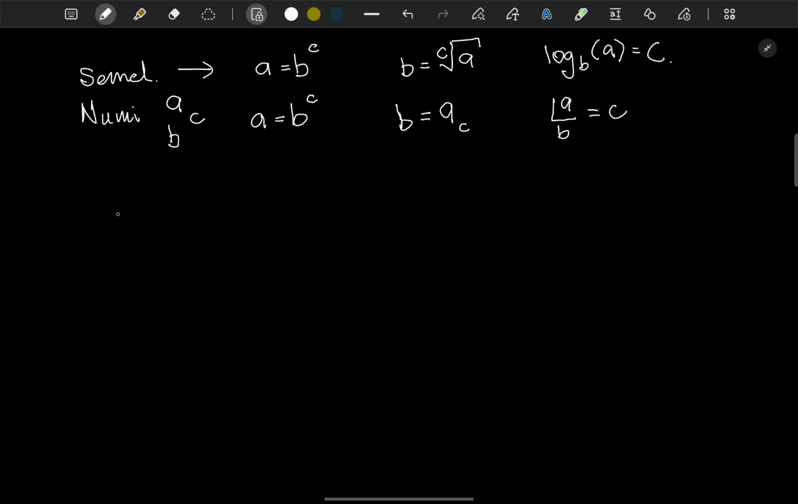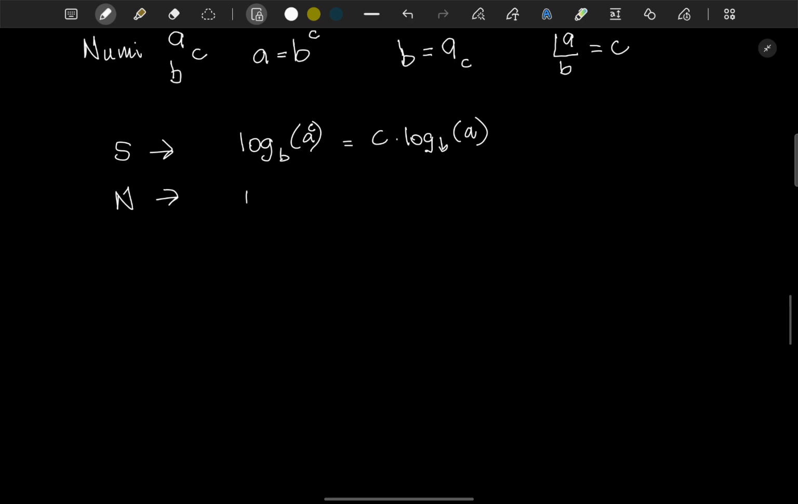So for example, in SEML, we would have log base B of A to the power C equals C times log base B of A. And again, if we translate that to Numatican, it becomes log B of A power C equals C times log B of A.